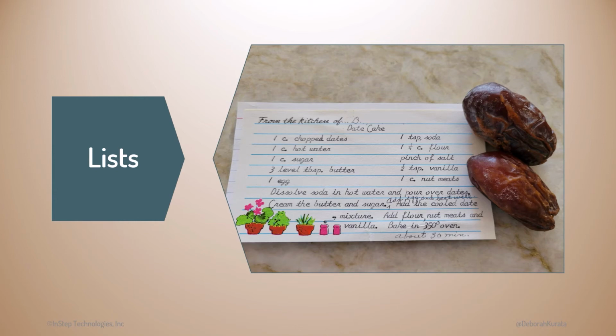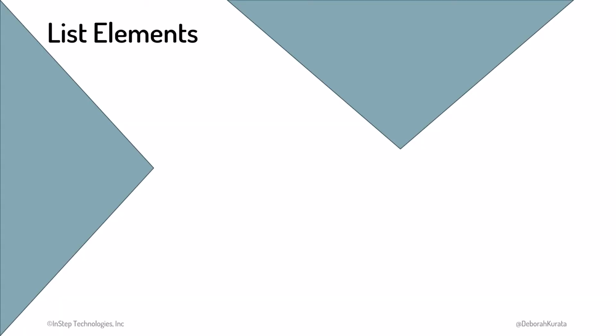A list can make sets of information much easier to read. Here we clearly see the list of ingredients for a cake. The recipe instructions would be easier to follow if they were also shown in a list. There are several types of lists we can display in our HTML.